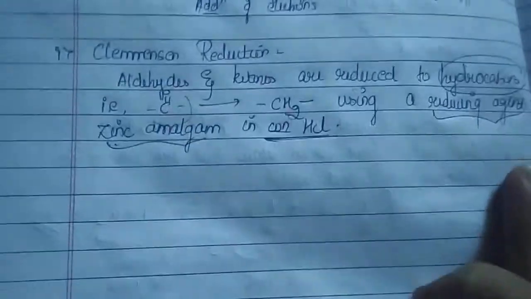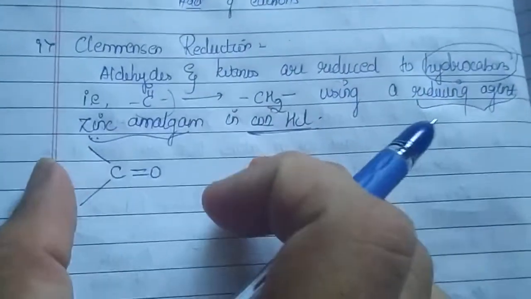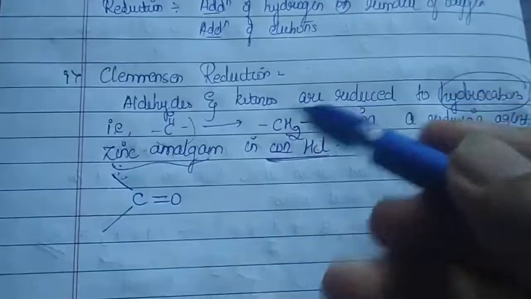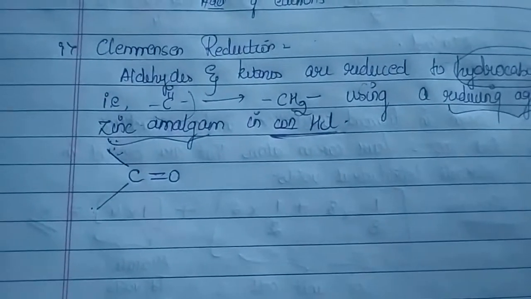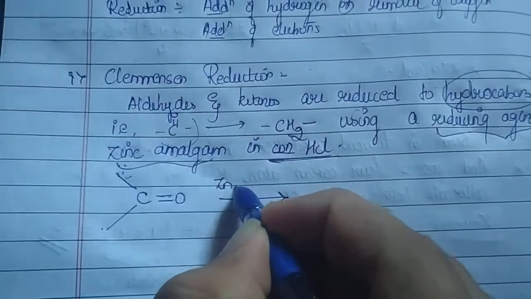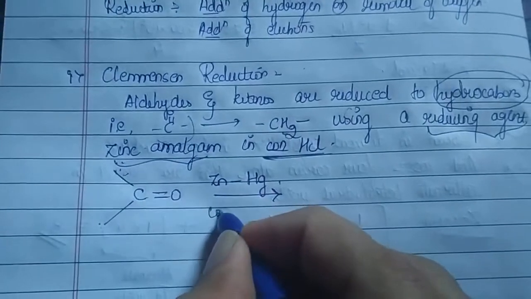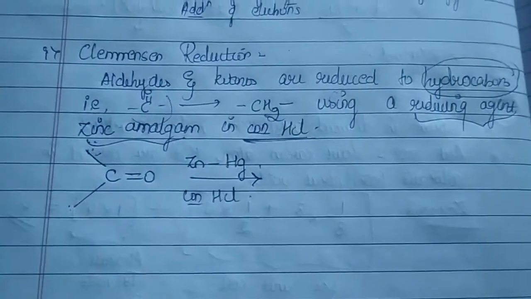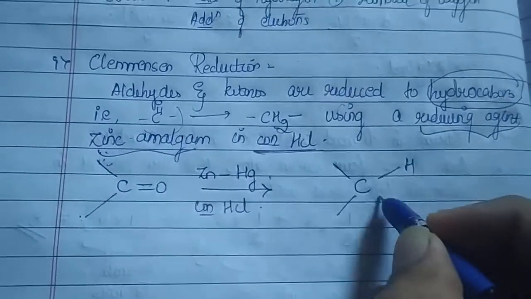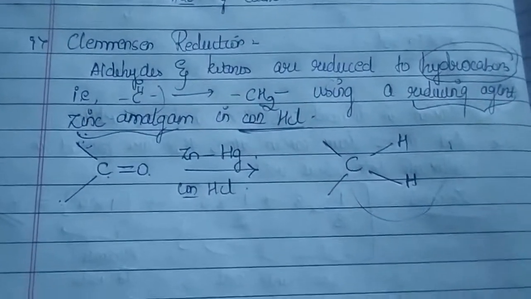So let us look at certain important reactions here. C double bond O. I'm just taking a general reaction. If it is a ketone, both will be alkyl or aryl groups. In case it is an aldehyde, one of the groups will be a hydrogen. So when you are treating such carbonyl compounds with zinc amalgam along with concentrated HCl, we could note that the C double bond O gets reduced with H2. So C double bond O is getting converted to CH2.